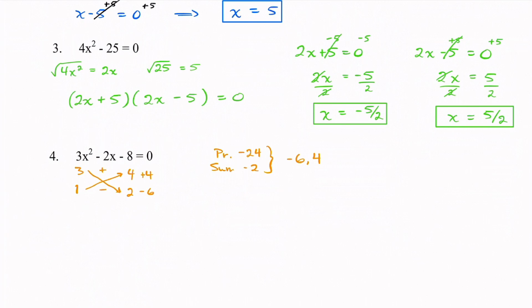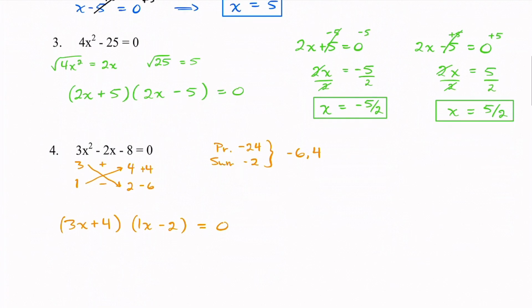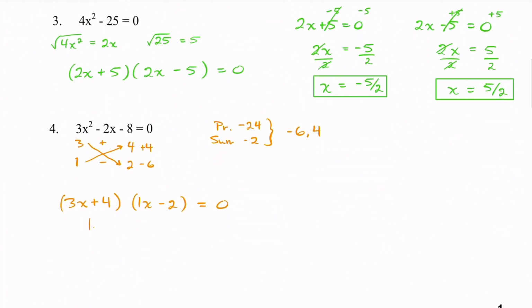So our factors are going to be, this first one, it's going to be 3x plus 4. And then the second one is going to be 1x minus 2. So that's just a different way for how to factor it. You could also just use the factor by grouping or the fraction method. All of them will work. Okay, so now what's left, we just got to take this one, set it equal to 0, and this one, set it equal to 0.